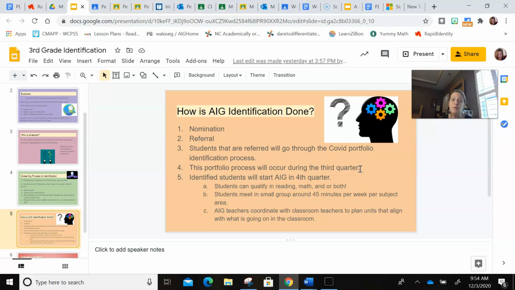AIG teachers coordinate with classroom teachers to plan units that align with what is going on in the regular classroom. So AIG is an extension of what is going on in the classroom. Sometimes parents get SSA and AIG confused. AIG is an extension, and it goes along with what is going on in the 3rd grade classroom, where SSA is an acceleration. It's a skipping of content, and students have to test into SSA and AIG.